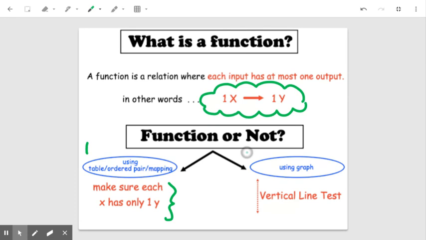The second way we can tell if something is a function is using the graph, and we use what we call the vertical line test. And remember, a vertical line goes straight up and down. The vertical line test says if you can draw a vertical line anywhere in the graph and it hits the graph only one time at most, then we know that the graph is going to be a function. So we'll look at a couple of examples.